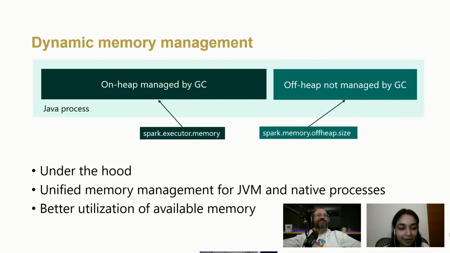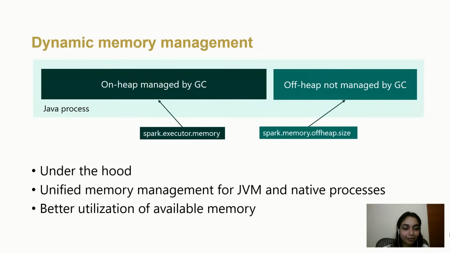So dynamic memory management, which is something that I love talking to people about. In Java, you have something called on-heap memory, which is essentially memory that's automatically managed by the GC. And in Spark, you control the amount of on-heap memory your process has through the config spark.executor.memory. Any memory that is out of the purview of this GC is what we call off-heap. And again, in Spark, you control this using spark.memory.offHeap.size.